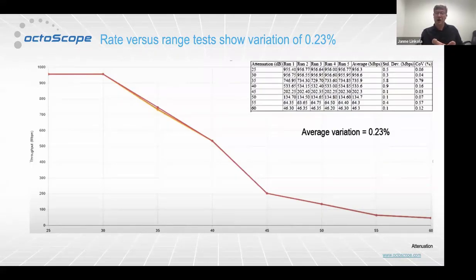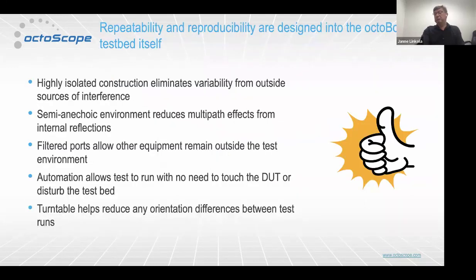Even when this change happens during the test, and even when each individual step is only 10 seconds, we still get very little variation, about 0.2% in this case. So this is kind of expected, right? Repeatability and reproducibility are in fact designed into this type of test bed itself.